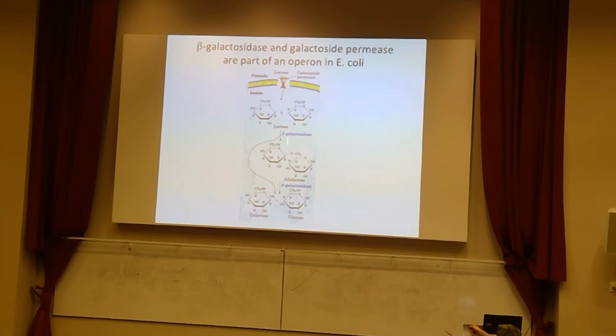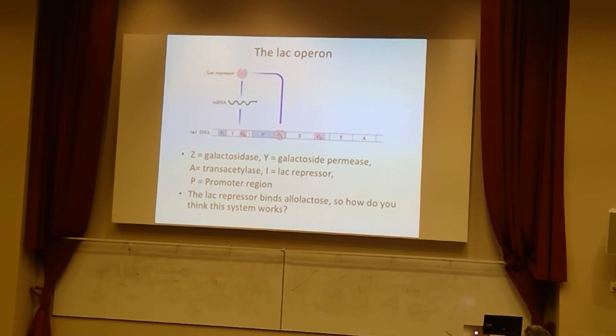So in this case, one of the steps in the conversion of lactose to the monosaccharides is the formation of allolactose. So this can be a signal to the cell like, hey, we've got plenty of lactose around. You might want to think about using this. So if I tell you that this lac repressor binds allolactose, then how do you think this system will respond? What do you think that allolactose will do to the lac repressor and influencing the operation of this set of genes?